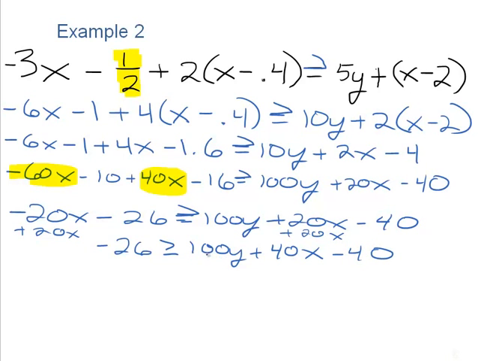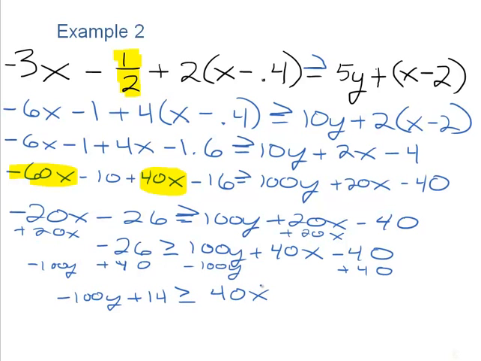So now I want to get these two pieces over to the other side, right? So I'm going to subtract 100y, and I'm going to add 40. So I'm going to add 40 to this side and subtract 100y. So I'm going to have minus 100y plus 40 minus 26 gives me a positive 14. So plus 14 greater than or equal to 40x. Right? Move the 100y and the 40 over. If you don't feel comfortable with that, move them one at a time. So that's isolating our variable.